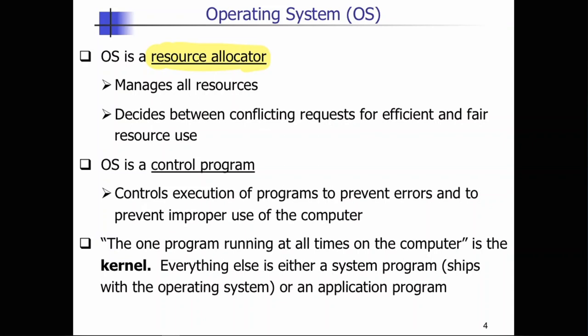Now the core of an operating system, the one program that runs all the time on the computer, is called a kernel. And everything else can be classified either as a system program, which essentially ships with the operating system, or an application program. A system program is one which is sort of asking the operating system to do certain jobs on its behalf. An application program is essentially a user benefit. So the user is running an application and asking for the resources. So apart from the application program and the system program, you have the kernel, which is the program that runs all the time, the core of the operating system.